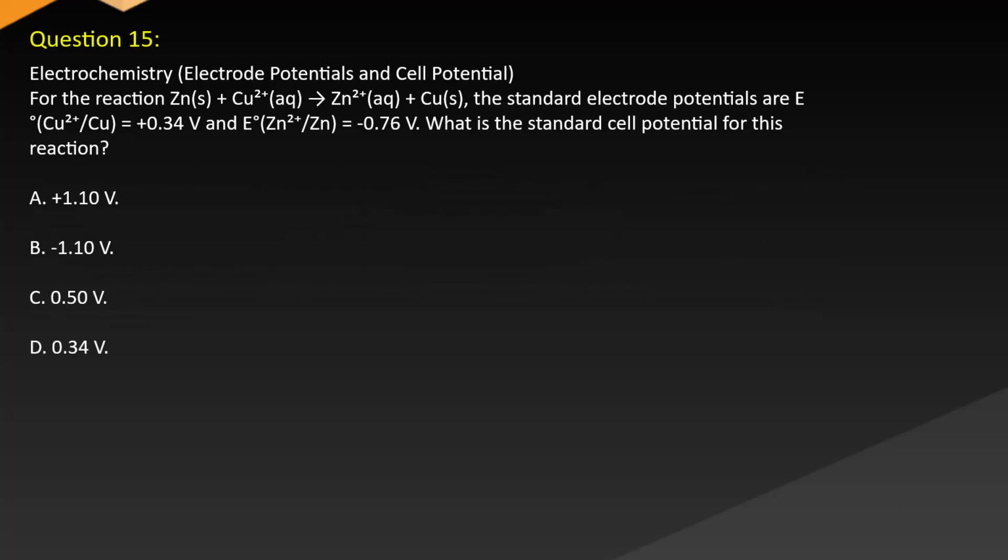Question 15. Electrochemistry, electrode potentials and cell potential. For the reaction Zn(s) + Cu²⁺(aq) → Zn²⁺(aq) + Cu(s), the standard electrode potentials are E° of Cu²⁺/Cu = 0.34 V and E° of Zn²⁺/Zn = -0.76 V. What is the standard cell potential for this reaction? A. 1.10 V. B. -1.10 V. C. 0.50 V. D. 0.34 V.